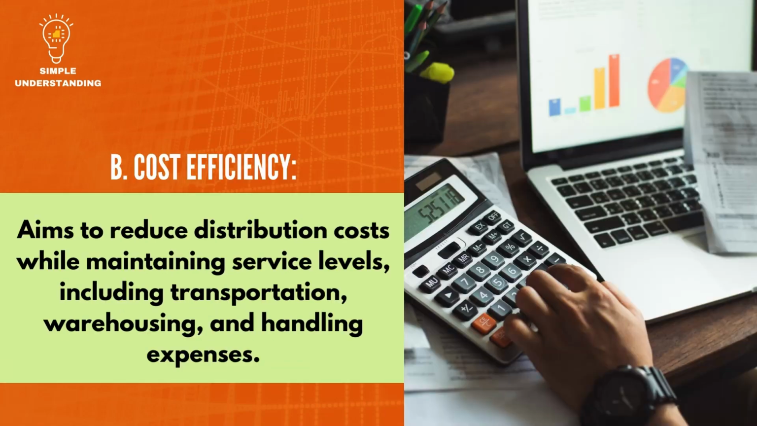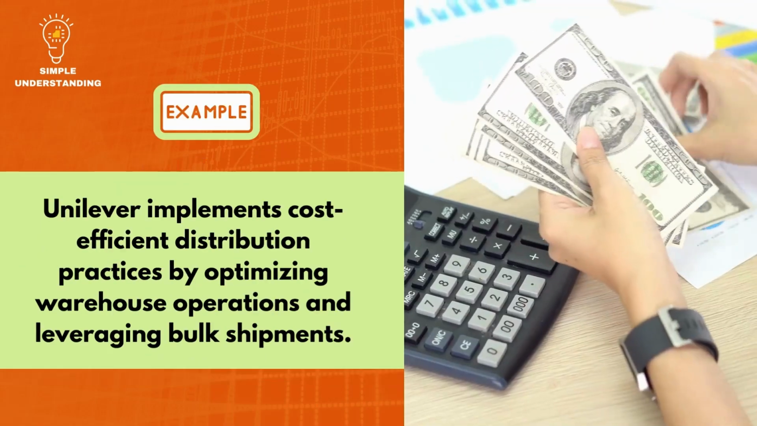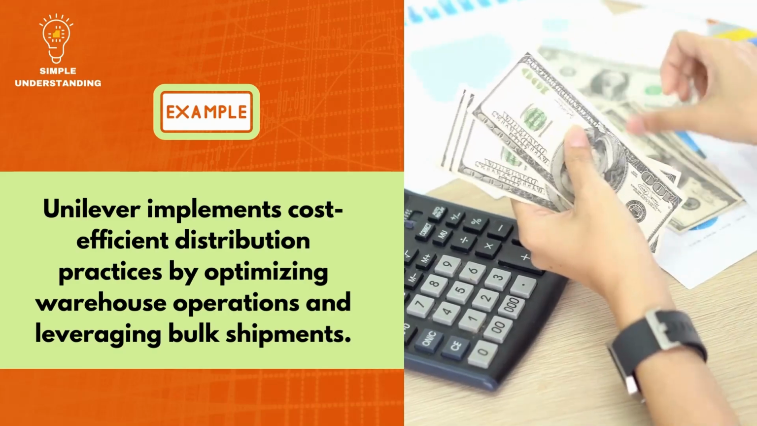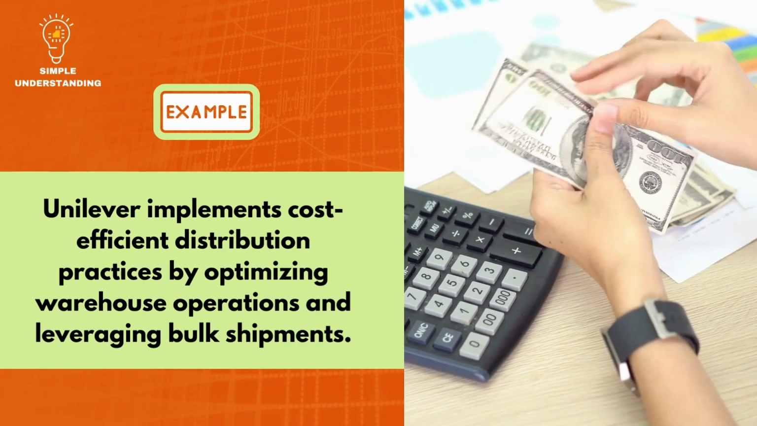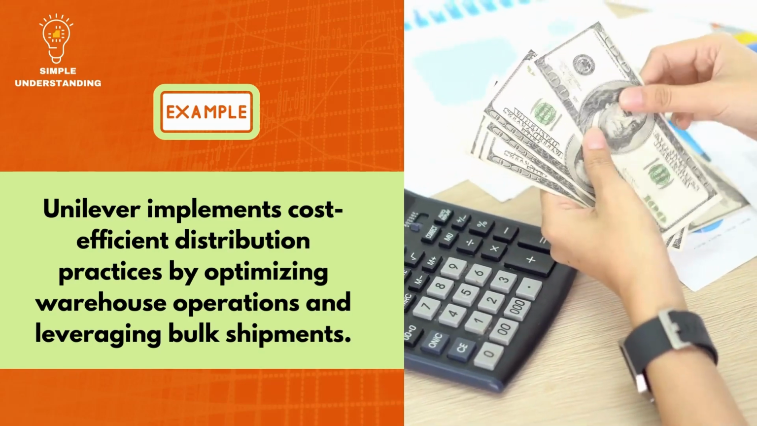B. Cost efficiency. Aims to reduce distribution costs while maintaining service levels, including transportation, warehousing, and handling expenses. Example: Unilever implements cost-efficient distribution practices by optimizing warehouse operations and leveraging bulk shipments.